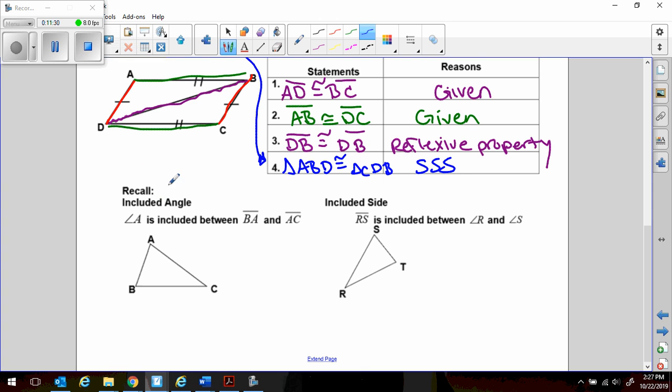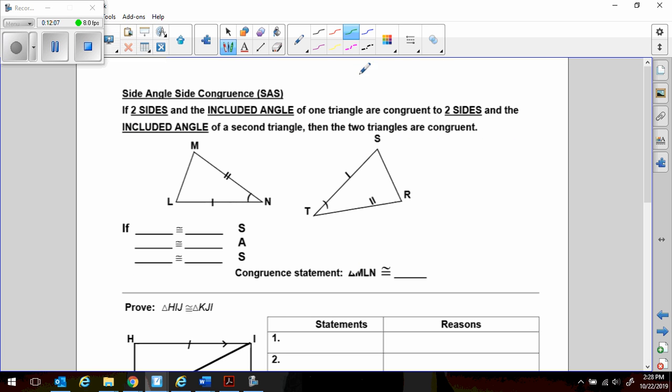Now, we're going to go over side angle side real quick. Recall that this included angle A is included between this side BA and AC. My included angle is the one that they have in common, BA and AC. They both have letter A, so angle A is included. The included side would be between R and S. It's included between angle S and angle R. So the included is the one in between. This is very important before we do this.